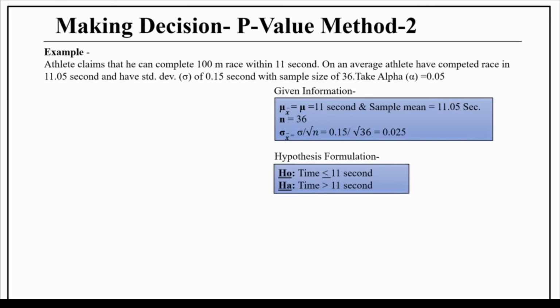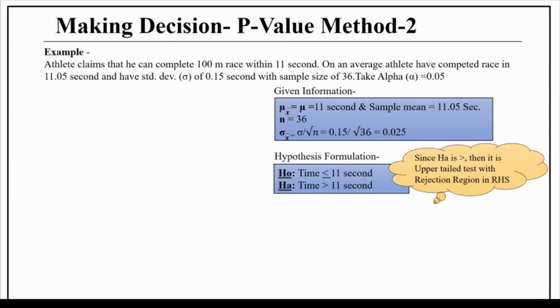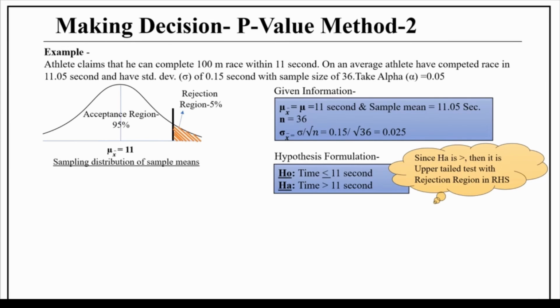Now let's formulate the hypotheses. The null hypothesis is that the time taken to complete the race is within 11 seconds, and the alternate hypothesis is that the time is greater than 11 seconds. Since the alternate hypothesis has a greater than sign, it is an upper tail test with the rejection region on the right hand side. So this is the graphical representation of the data given to us, with the rejection region on the right hand side having 5% of the normal distribution.